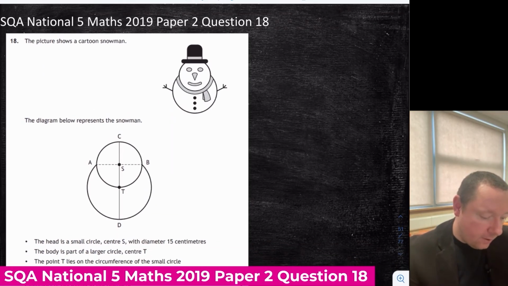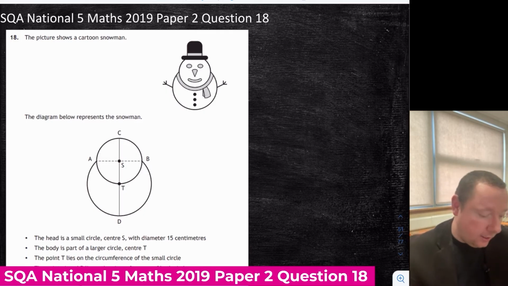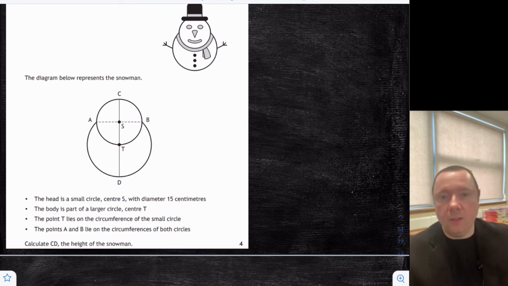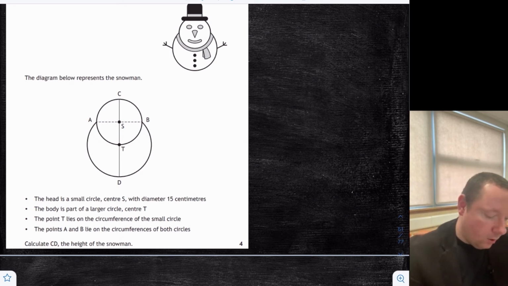National 5 Maths 2019 paper 2 question 18 had this question. It's a cartoon snowman and it's got a lot of information. The head is a small circle with centre S and the diameter of that, from here to here or here to here, is 15. The large circle has got a centre of T and it also lies on the circumference of this one. And A and B lie on the circumference of both circles. Calculate the height of the snowman. Looks quite difficult. But if we notice, we know this line here is 15, so we're really just being asked to calculate the radius of the big circle.